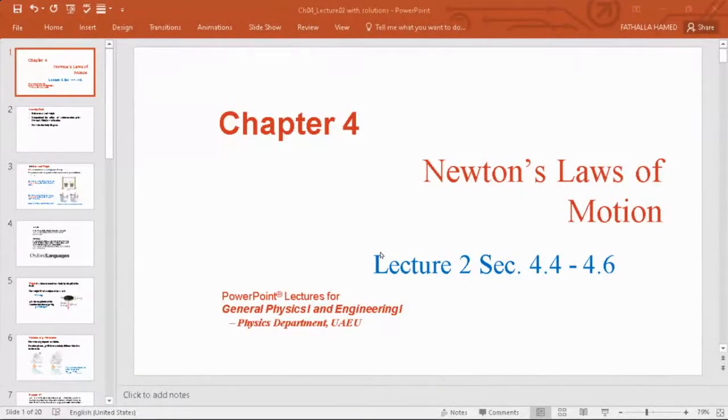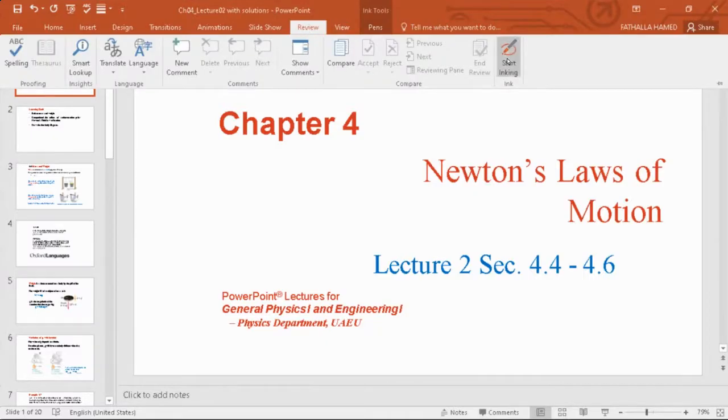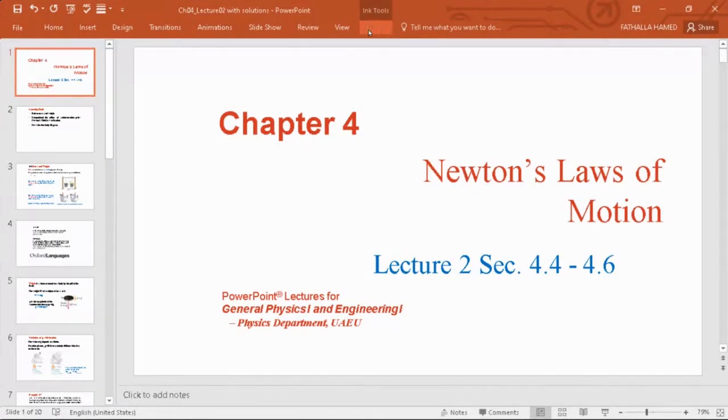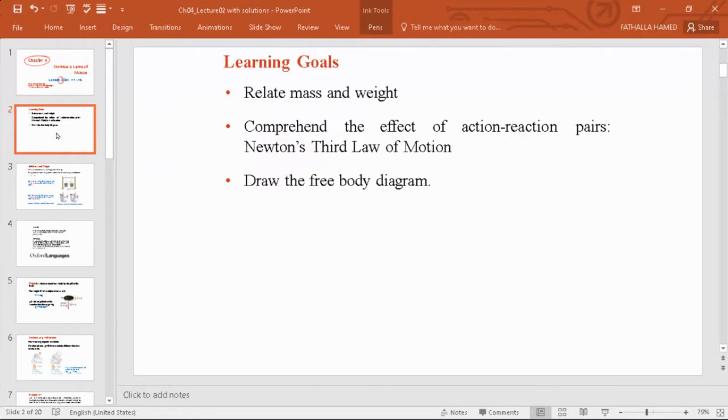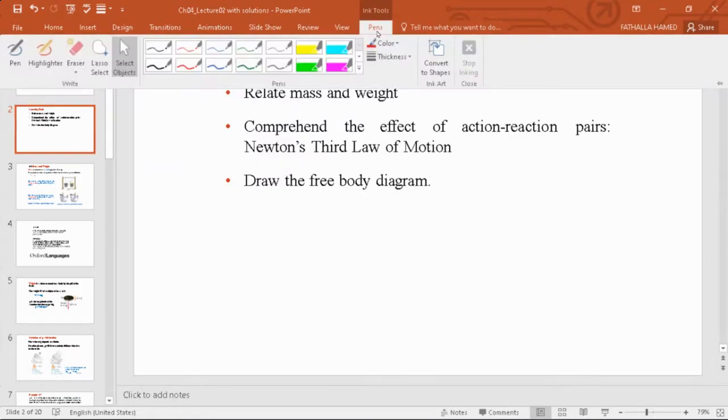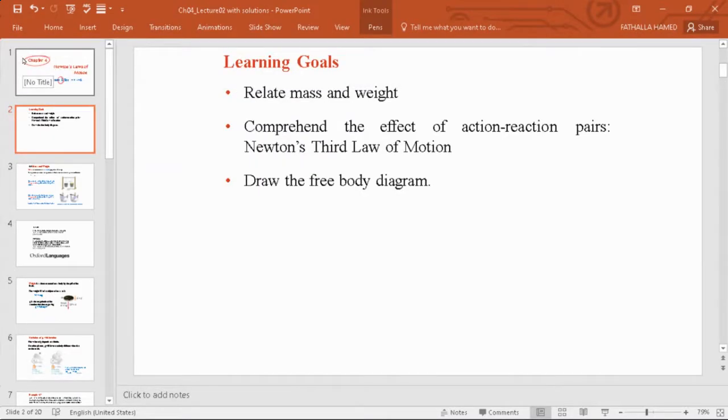All right. Today we're going to start the second lecture of chapter number 4. And our learning goals for today are: the first one, relate mass and weight. The second, comprehend the effect of action-reaction pairs, Newton's third law of motion, and then how to draw a free body diagram.